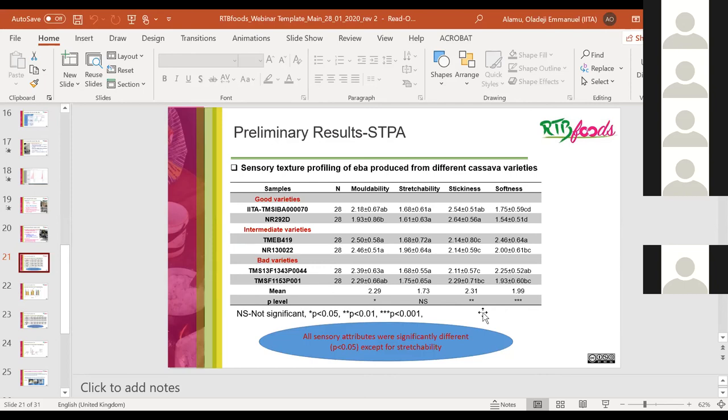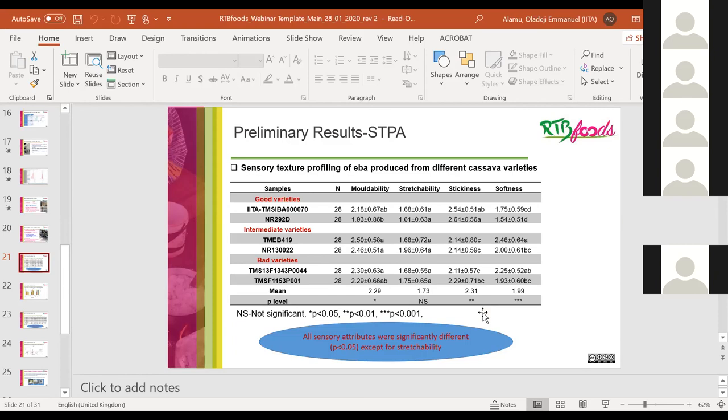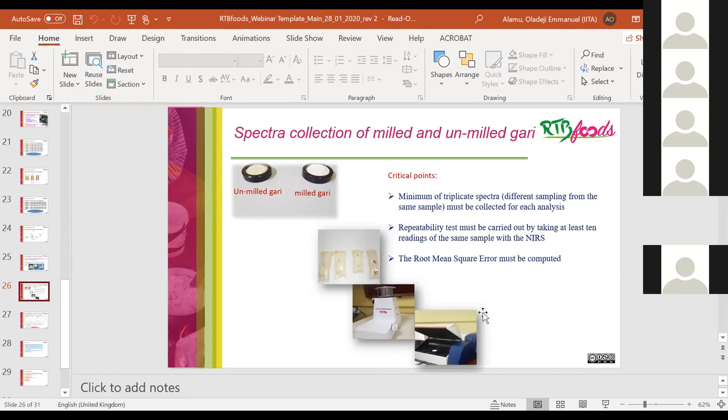And Bolone was asking how many replicates of Eba samples from each variety were used for the TPA. Yeah, we used triplicate values. I think I mentioned it in one of the SOPs, and it's on the slides. Okay, perfect. I think triplicates may be too small. Maybe you should use at least 8. It gives more reliable results.